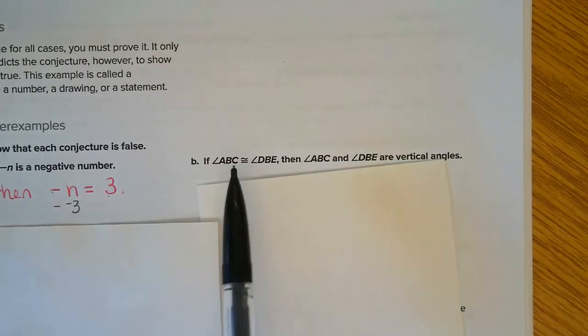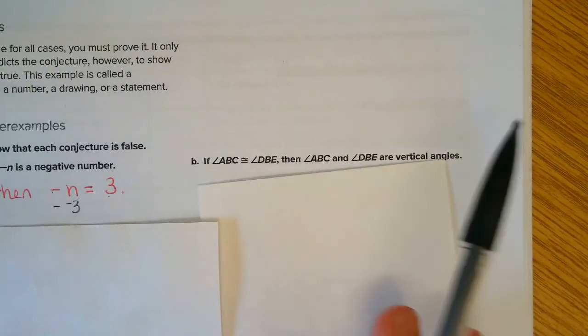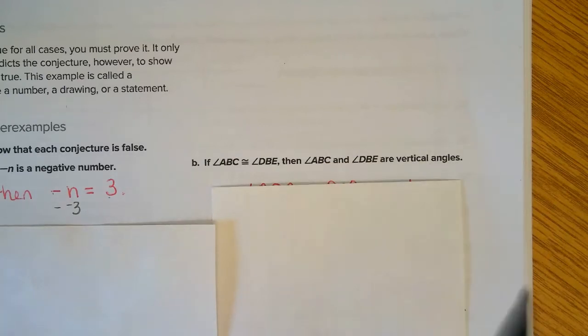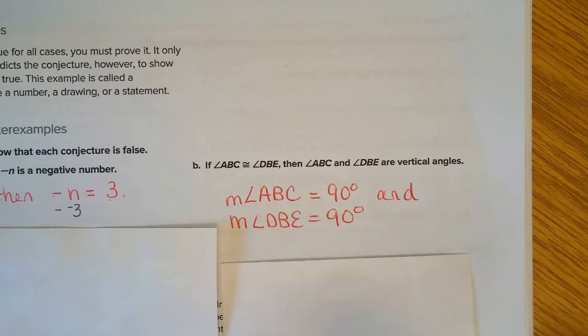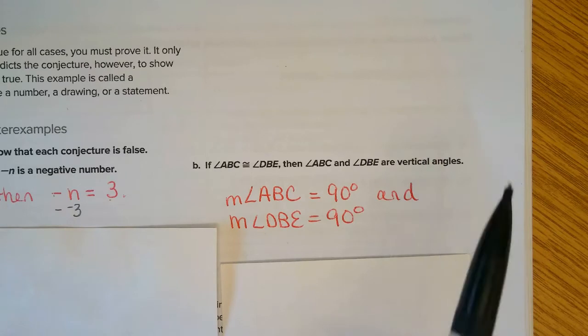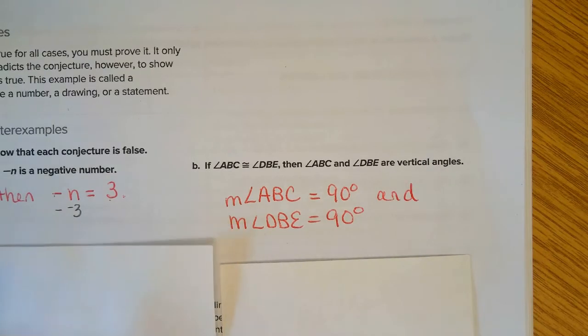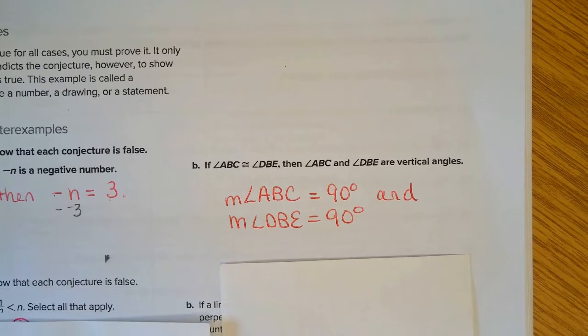Letter B. If these two angles are congruent, then these two angles have to be vertical. I can think of an example where two angles are congruent, but they are not vertical angles. So ABC is equal to 90, DBE would be equal to 90. So they could be any kind of congruency and not be vertical. They could be perpendicular and a linear pair. Pause the video and try the check question.